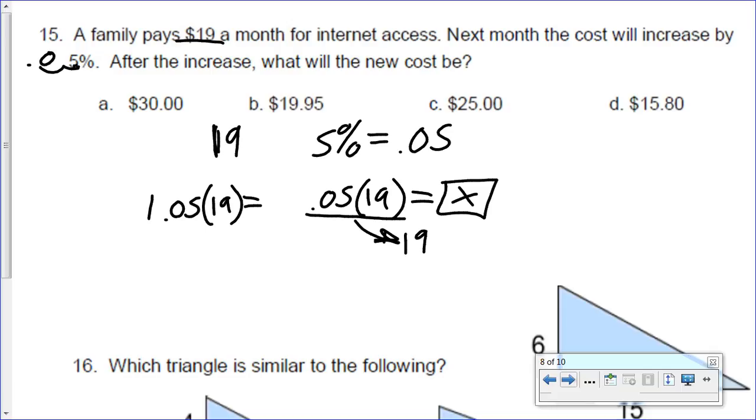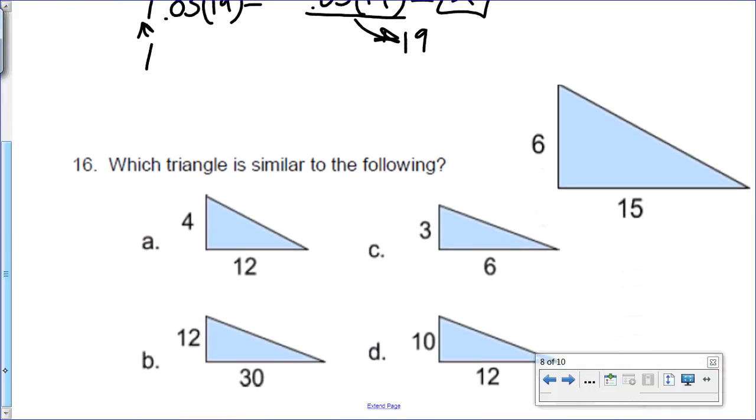If you ever want something, if you're paying a certain amount and it increases a certain percent, an easy way to do it is just convert the percent to a decimal like we did here, but then just put 1 in front of the decimal. So, just like we did right there. And multiply it times whatever you're currently paying.